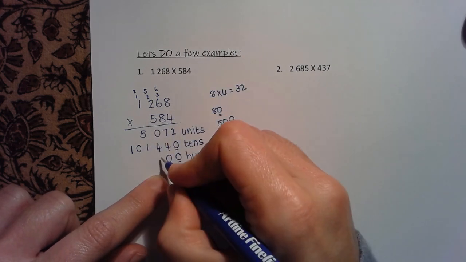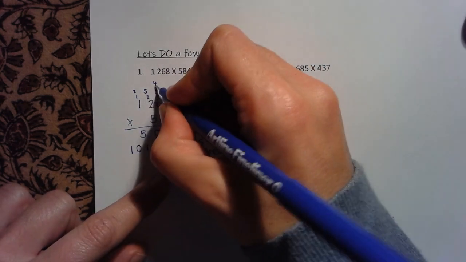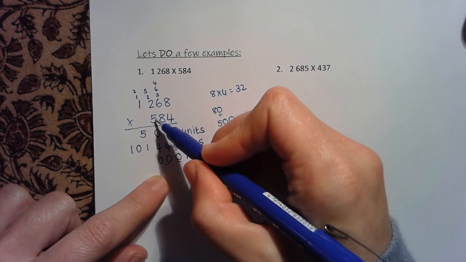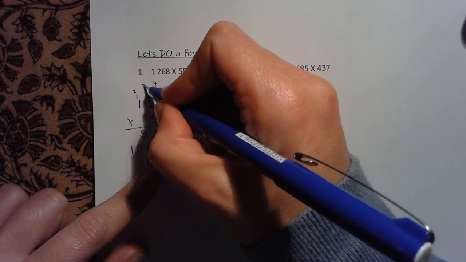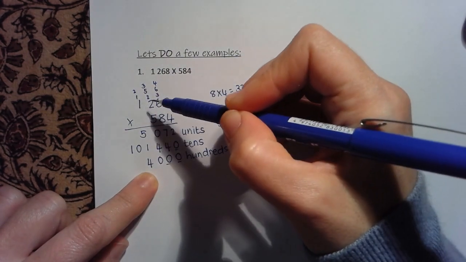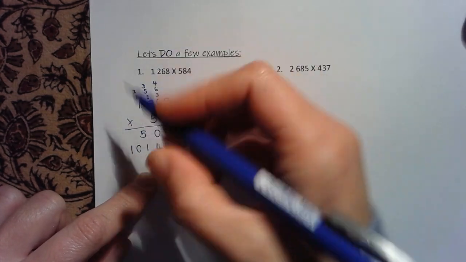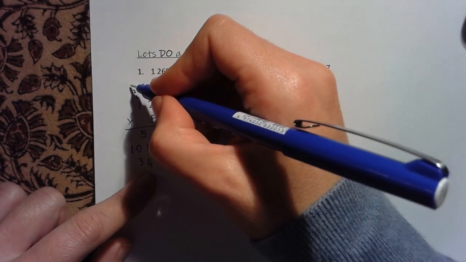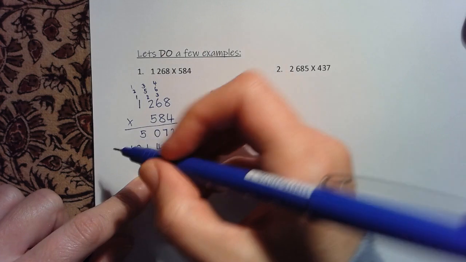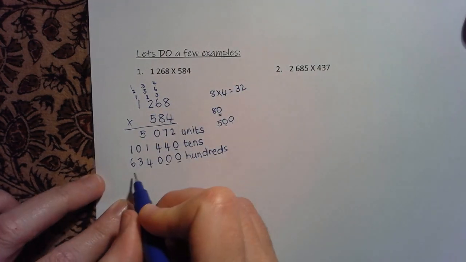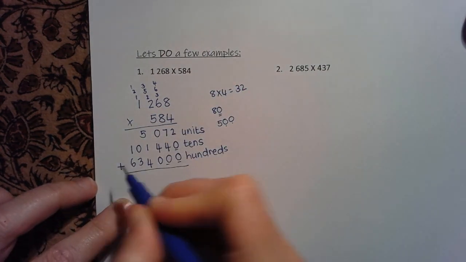8 times 5 is 40. Then 6 times 5 is 30, plus the 4 is 34. Then 2 times 5 is 10, plus the 3 is 13. And then that 1 times 5 is 5, plus 1 is 6. And then we add them together.